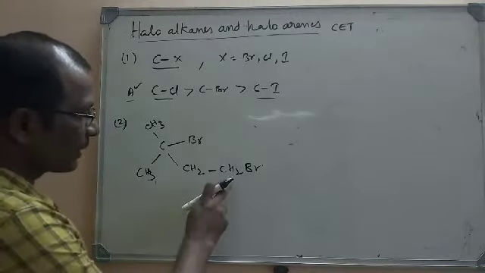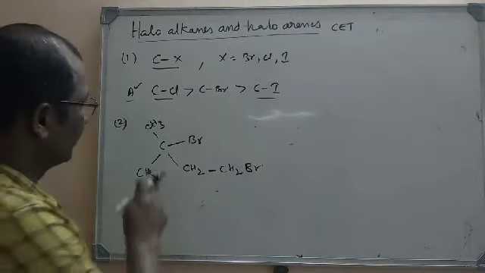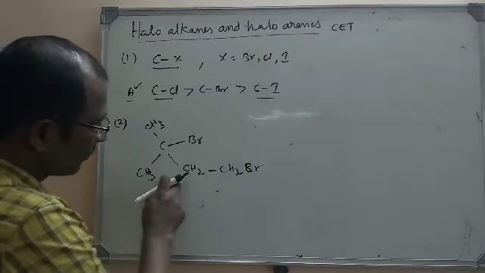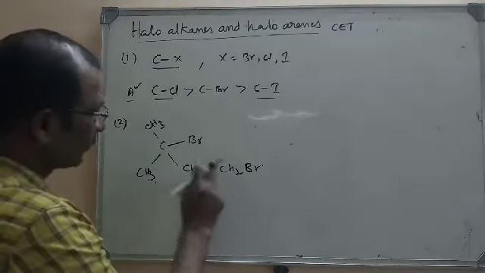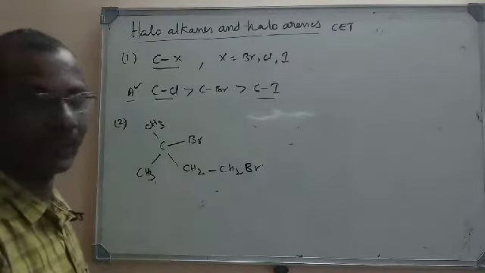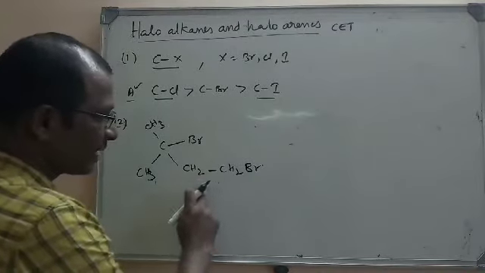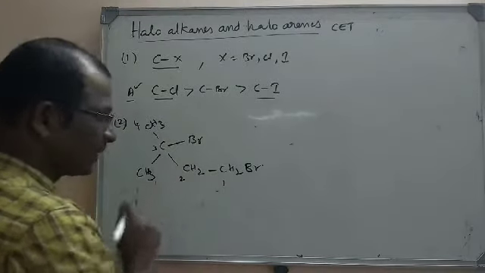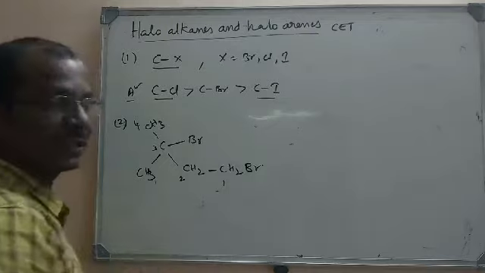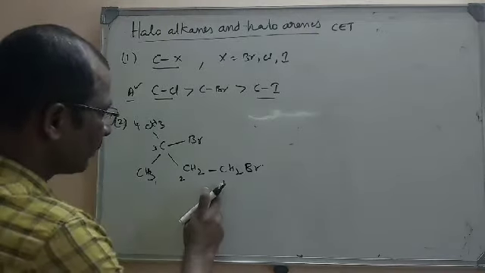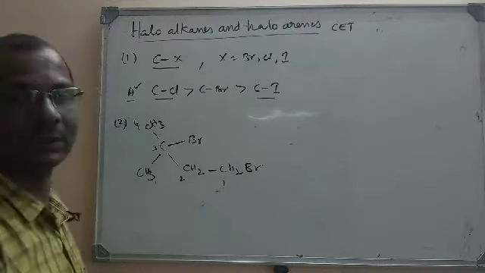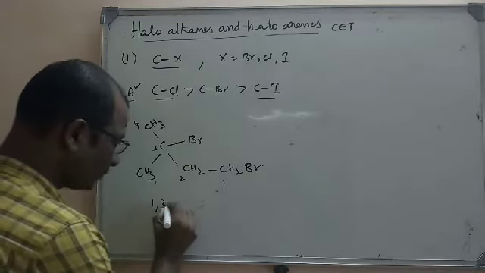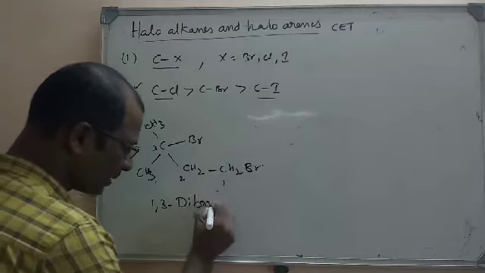If you see the position of the locants, if numbering is given from left to right, it is 1, 2, 3, 4, so 1 and 4 is the position. Otherwise, if you number from right to left, it will become 1 and 3. So right to left is the right way. Here bromine is on the first and third carbon, so it is 1, 3. As we have two bromines, it is dibromo.